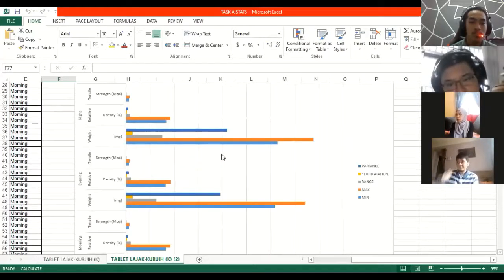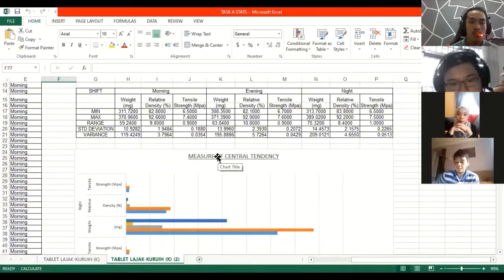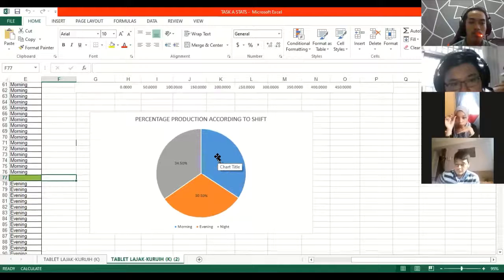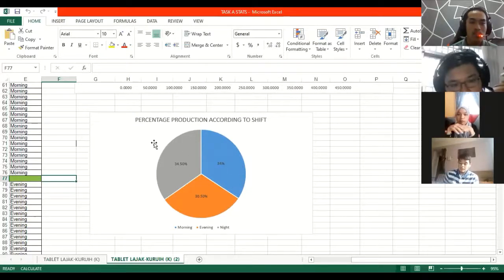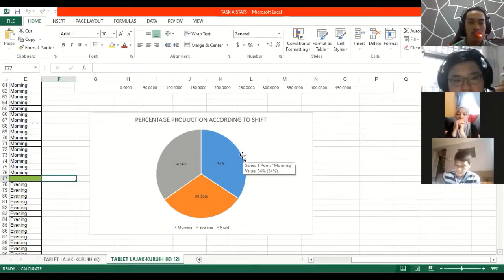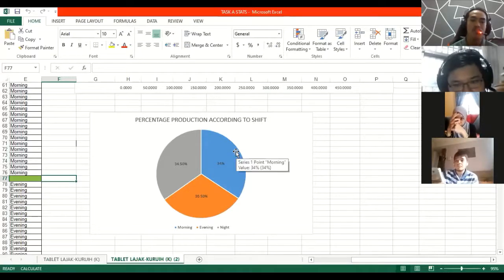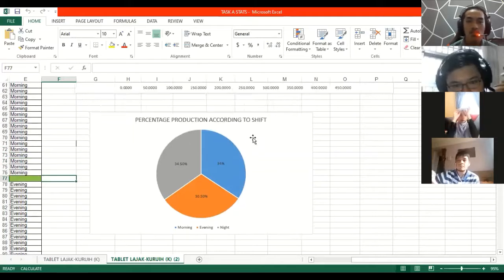Okay, so this is the bar chart from the table up here. And then we have a pie chart which refers to the percentage of production according to shift. From this pie chart, we can see that the most production comes from the night shift. Okay, so next we go to task B. We pass to Norman Fu.